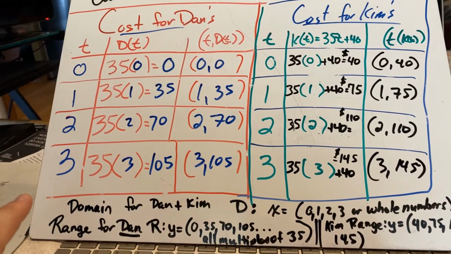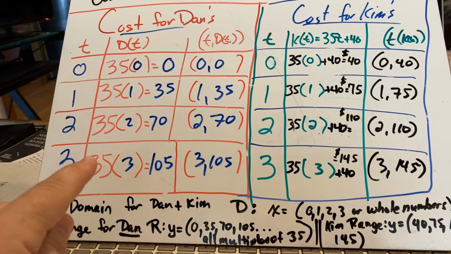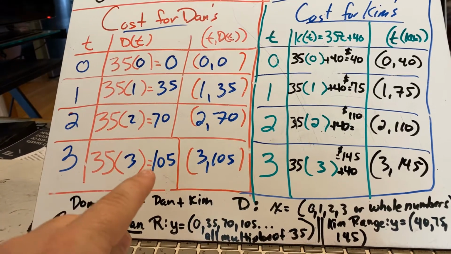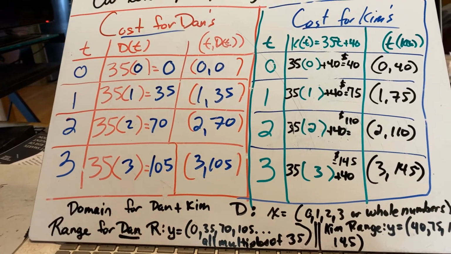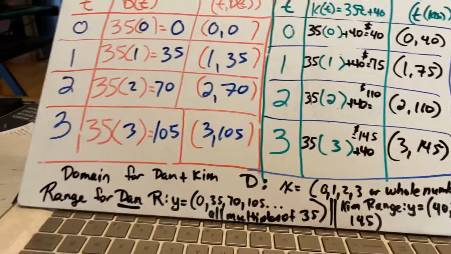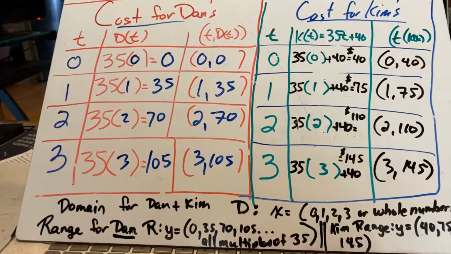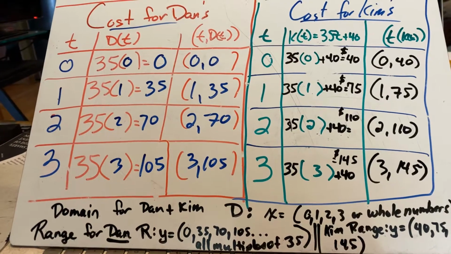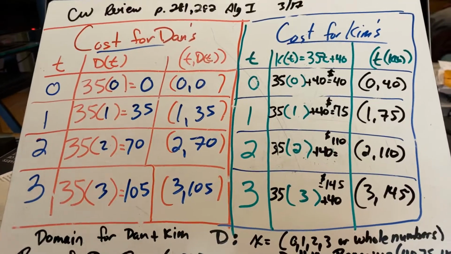Then we go to 3 hours. 35 multiplicación 3 son 105, which means that you get a $105 charge for 3 hours of labor. Let's take a look at Kim's.